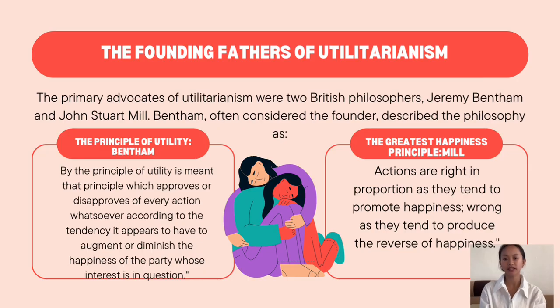Now that we understand the concept, let's look at the brilliant minds who started it all: Jeremy Bentham and John Stuart Mill. First, we have Jeremy Bentham, the founder of the movement. He introduced the principle of utility. Bentham's idea was straightforward. Every action should be judged by whether it increases or decreases the happiness of a person involved. For him, it was all about the tendency of an act to create joy.